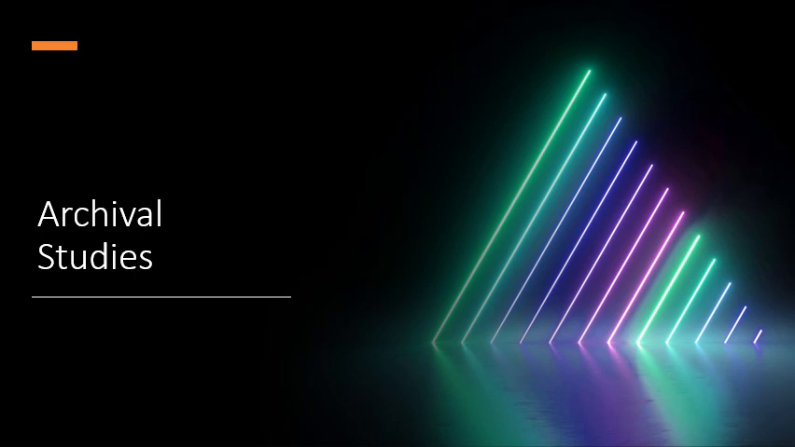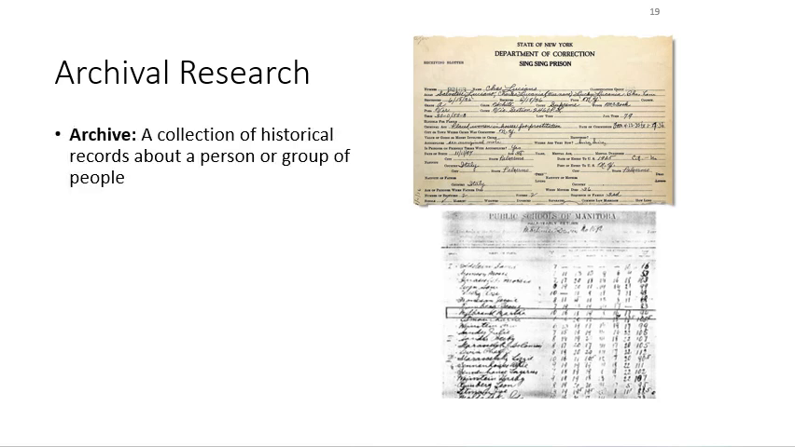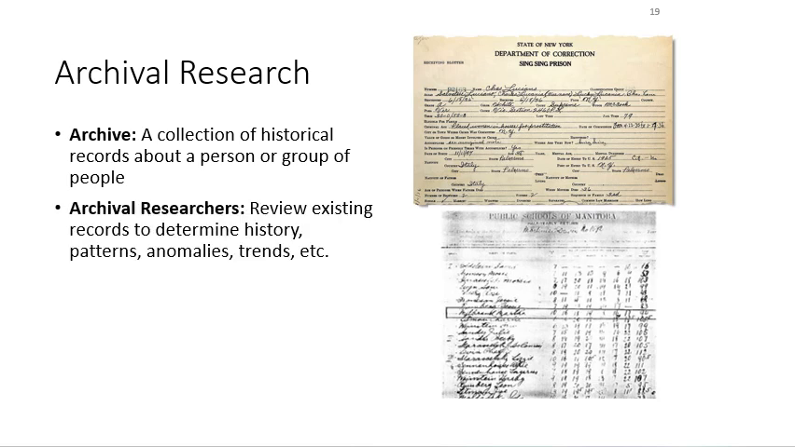Archival studies are our next topic. Method 4 is archival research. An archive is simply a collection of historical records about a person or group of people. And so you can go back and get immigration records from way back, or you can get prison records or tax records or health records. And so an archive is these old records that can be used for research.